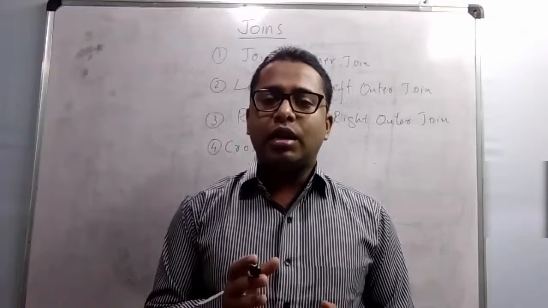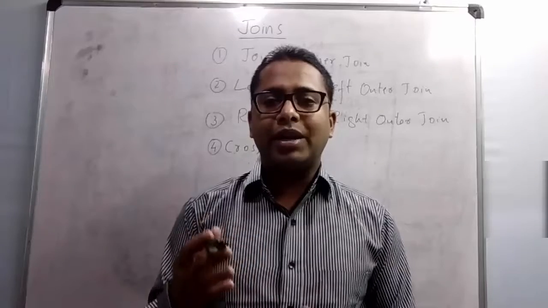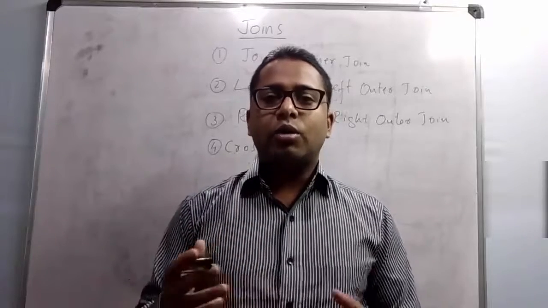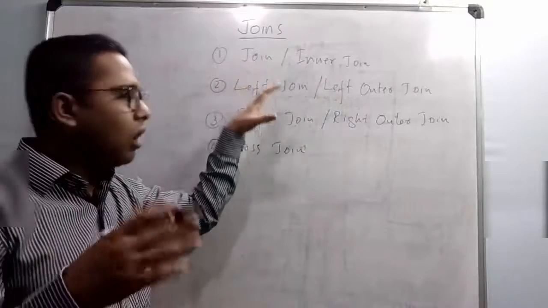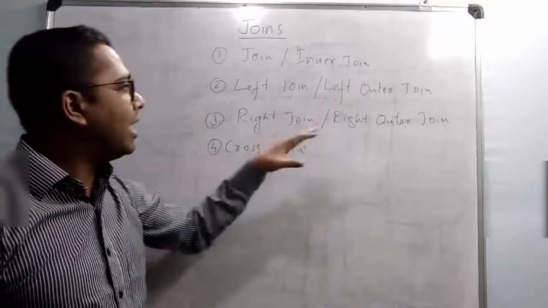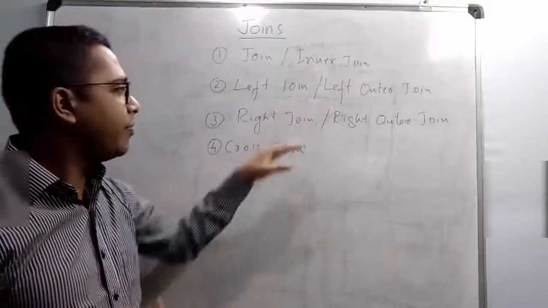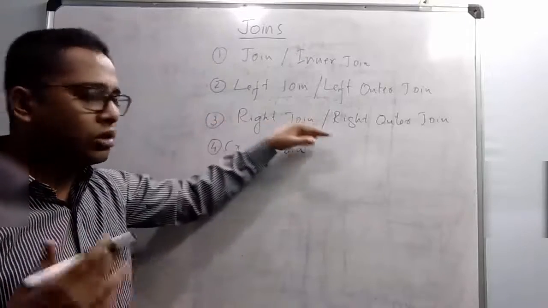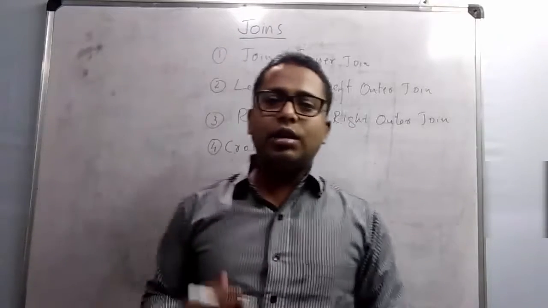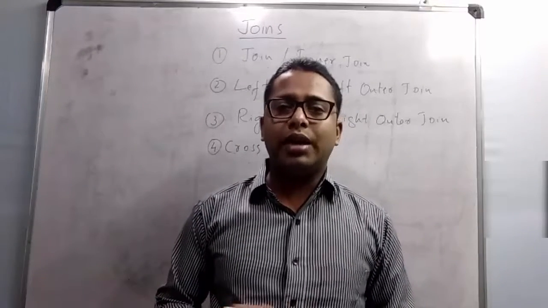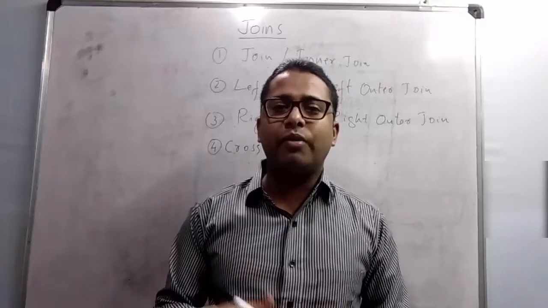MySQL offers different types of joins, with the help of which we can perform different types of join operations. What are those different types of joins? Here I have written it on the board. The first type of join is join, or we can also call it an inner join. The second type is called left join, which we can also call left outer join. The third one is right join, which we can also call right outer join. And the fourth one is cross join. These are the four types of joins available in MySQL, and we will discuss each and every one of these joins in detail with the help of examples.